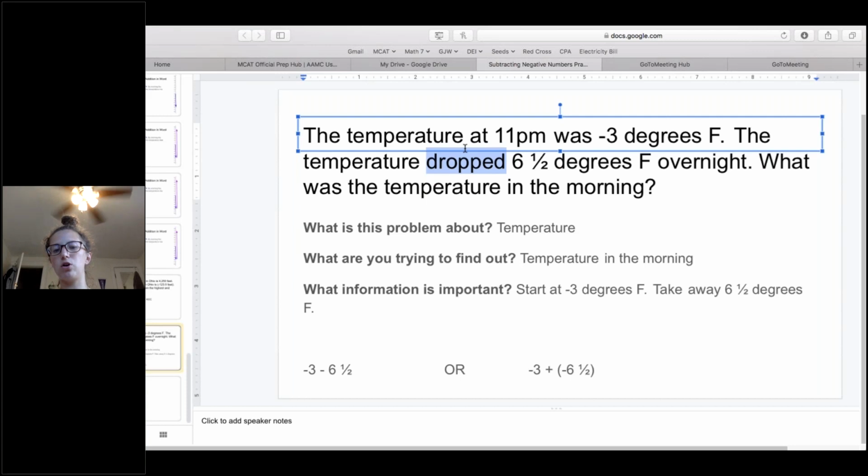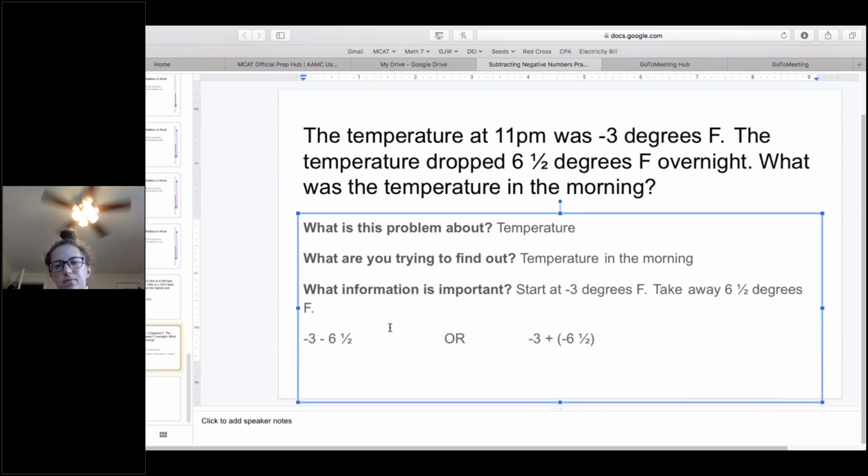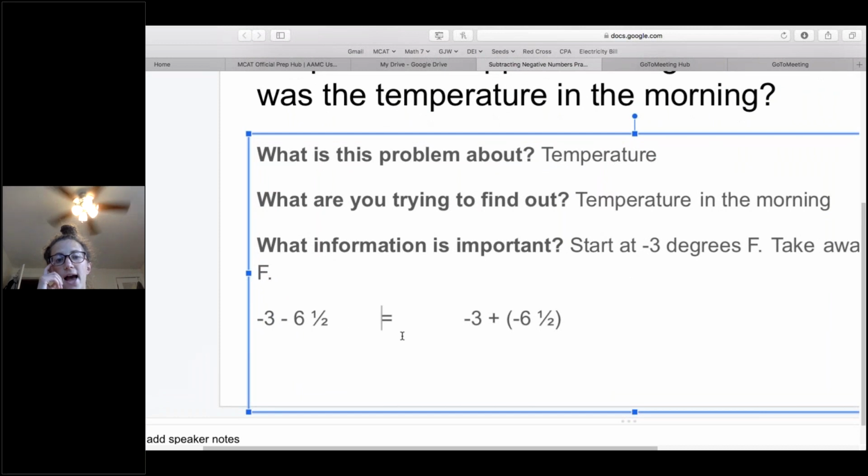Are -3 minus 6.5 and -3 plus -6.5 equivalent? Does it make sense that those are the same? Don't worry quite about the half yet. When you're looking at these two problems, the one I have written as subtraction and the one I have as addition, do those equal each other? Is this true? Yes, because if you look, the -3 stayed the same, the subtraction went to addition, and the positive 6.5 went to -6.5.